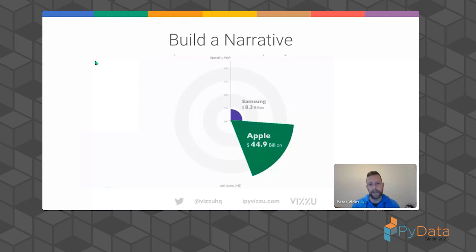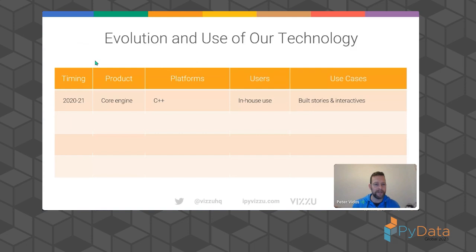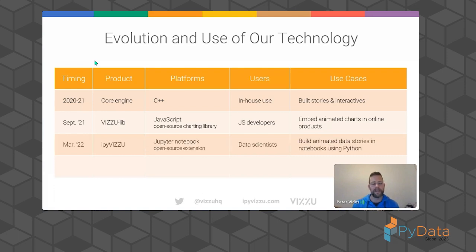So something about our technology: the engine that I mentioned to you is written in C++. We used it in-house when it was ready. We built stories and interactives, partly for the Data is Beautiful subreddit, where they got really, really popular. So we gathered over 200,000 upvotes and 20 million views there with only a handful of stories. Then in September 21, we released our open source JavaScript library for developers. And after that, we turned our attention to data scientists. And so ipyvizzu is out there being an open source charting tool since March 2022.